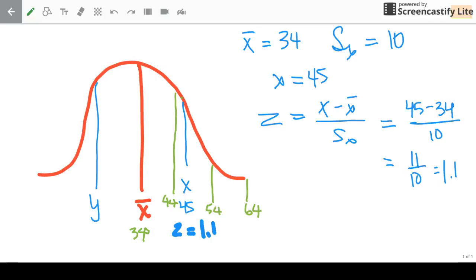So if we go back to what we've been working with, you can see, whoops, sorry, getting used to my new tablet here. 45 is just in between the 1 standard deviation and 2 standard deviations. And 45 is closer to 44, so it does make sense that z would be closer to 1, so 1.1 is reasonable then. All right, so let me try another one here.